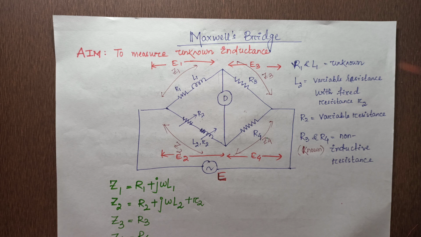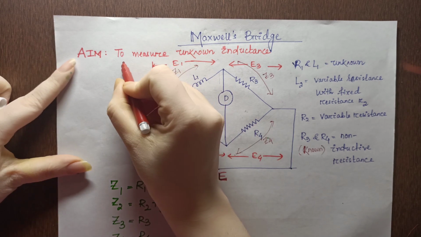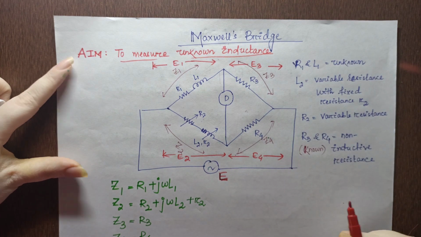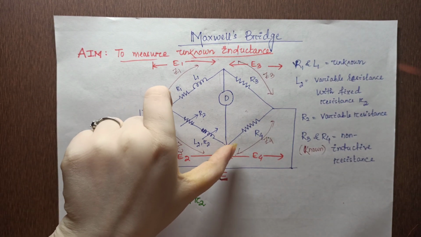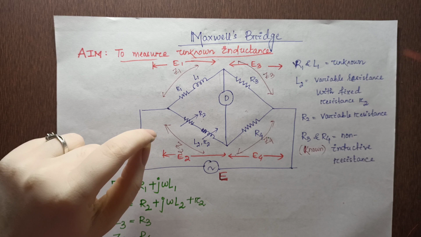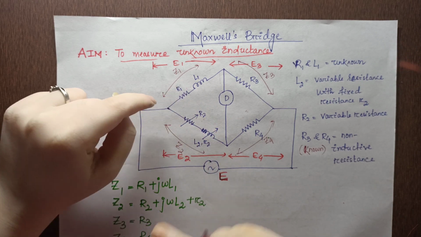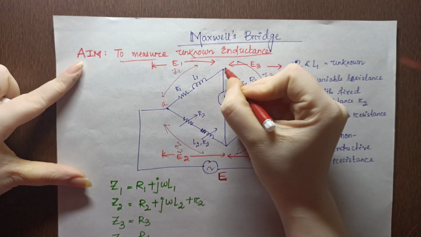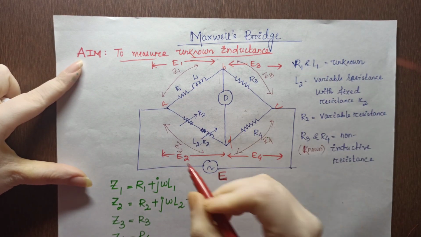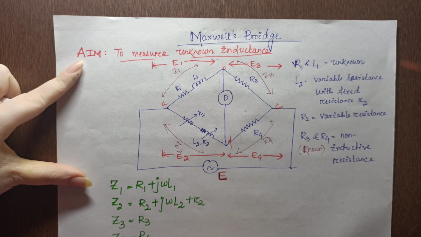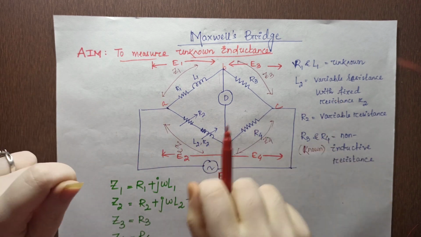So, today we will be discussing the topic that is Maxwell's bridge. This is one of the methods of AC bridges, and the main aim here is to measure the unknown inductance in an arm. The arm which is unknown here, now this is R2 and L2. Okay, this is the arm where I don't know the value of this, so I need to vary accordingly.